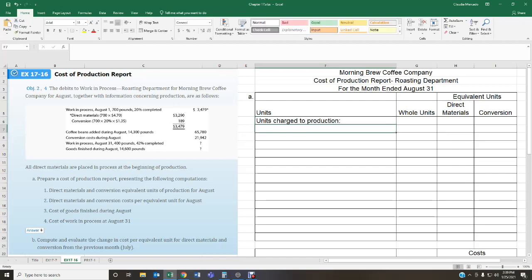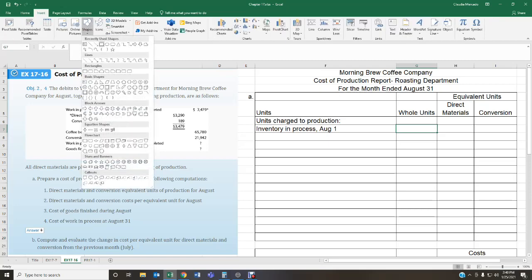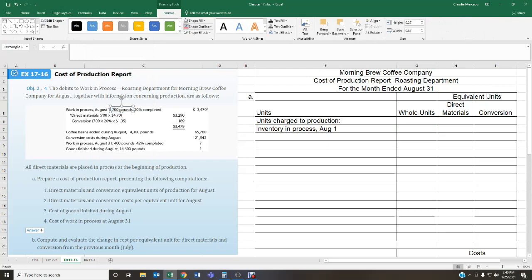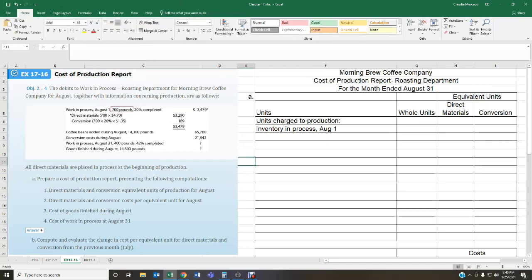Okay, so first we have the inventory in process. That is what we're carrying forward from last month. That's what we didn't get to finish last month, and we have to finish this month. Okay, so how many units do we have? Well, according to the problem, we've got 700 pounds of coffee beans from last month to this month. So that is what we're carrying forward. How many units? 700 pounds. So I'm going to put that over there, 700 pounds.